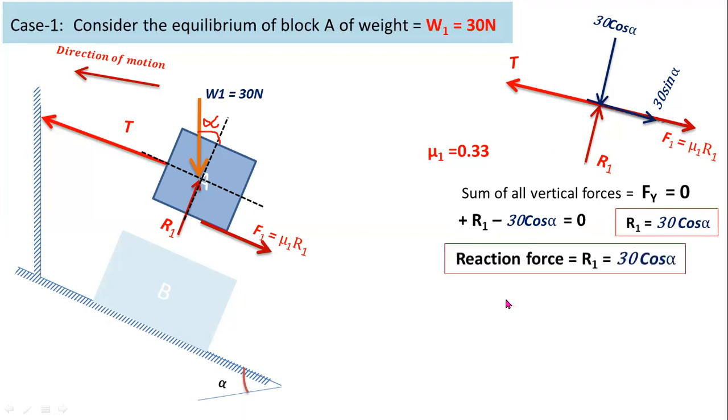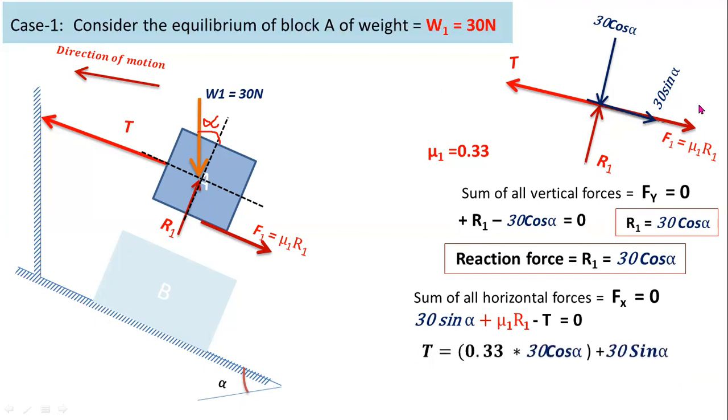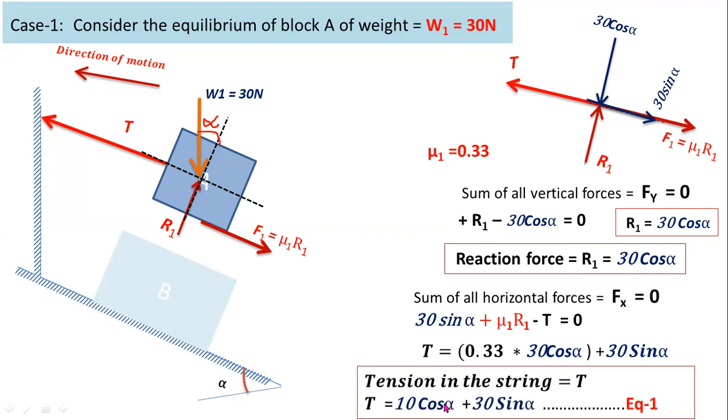After that, you have to resolve all the forces parallel to the plane. For right side action, you have to consider positive side. For left side action, you have to consider negative side. So 30 sin alpha plus mu1 R1 minus T equal to 0. Here from this equation, the tension in the string T equal to 100 cos alpha plus 30 sin alpha. Let this equation be 1.